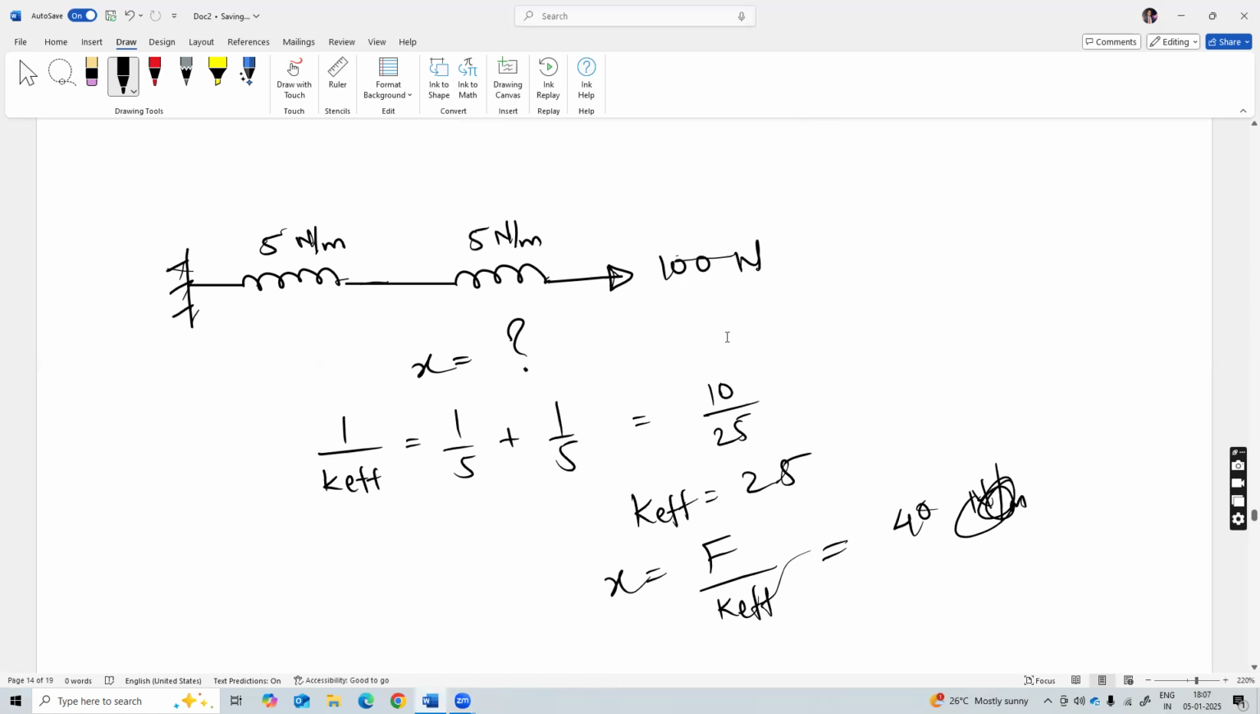Okay. So 1 upon K effective is 1 upon 5 plus 1 upon 5, so it is 10 upon 25. So K effective is 2.5. So x is F upon K, so it is 40 meters. Okay.